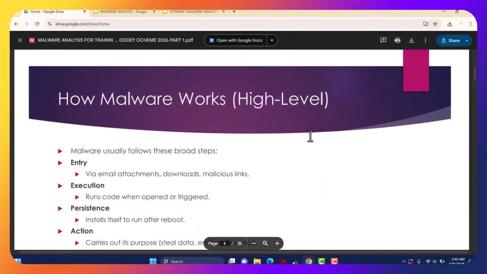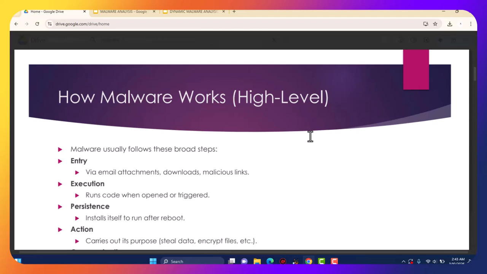The question is, how does malware actually work? There is a way malware works, and one of the ways we can know that our system has been infected by malware is the entry process. Nothing enters without a process. It can enter through your email attachment, maybe when you download something from your email, or maybe when you click on a link.